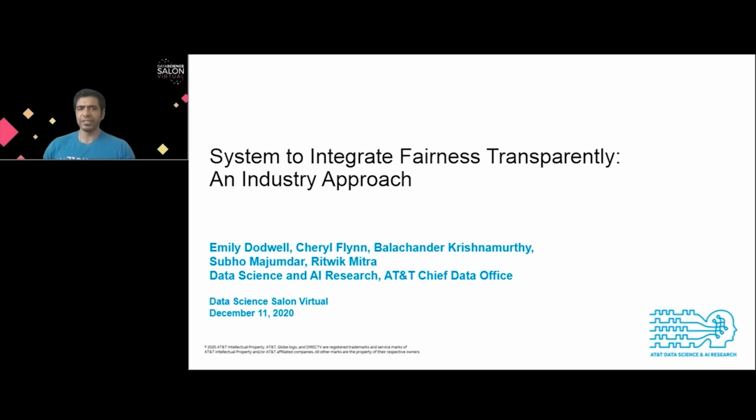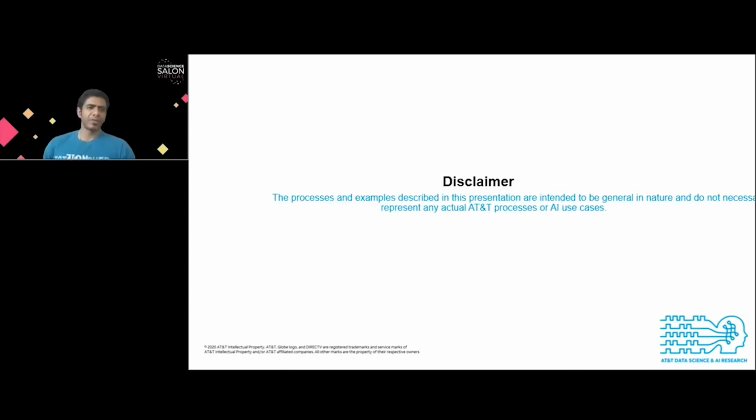And what SWIFT is, in a nutshell, is an operational framework to integrate fairness considerations and bias monitoring into enterprise settings in a transparent manner. Just a little bit of disclaimer: the examples that we present are not representative of any actual AT&T use cases or AT&T processes. This is a theoretical operational framework.